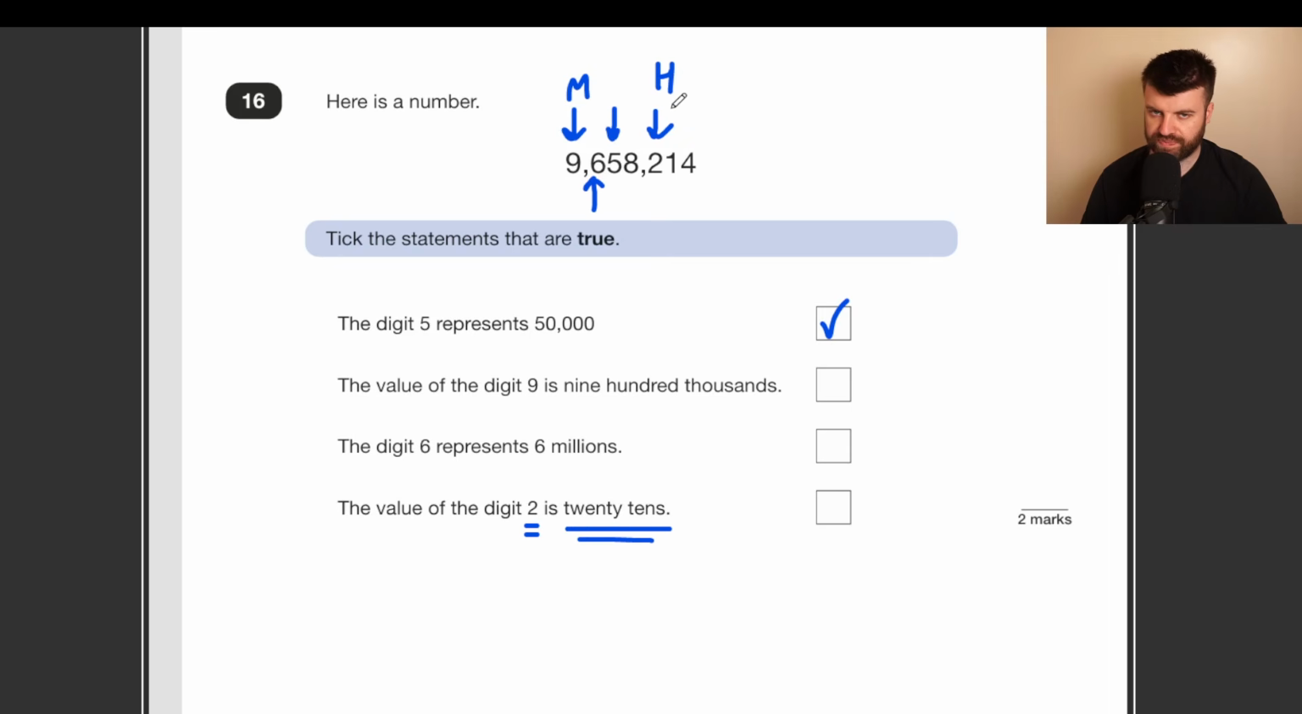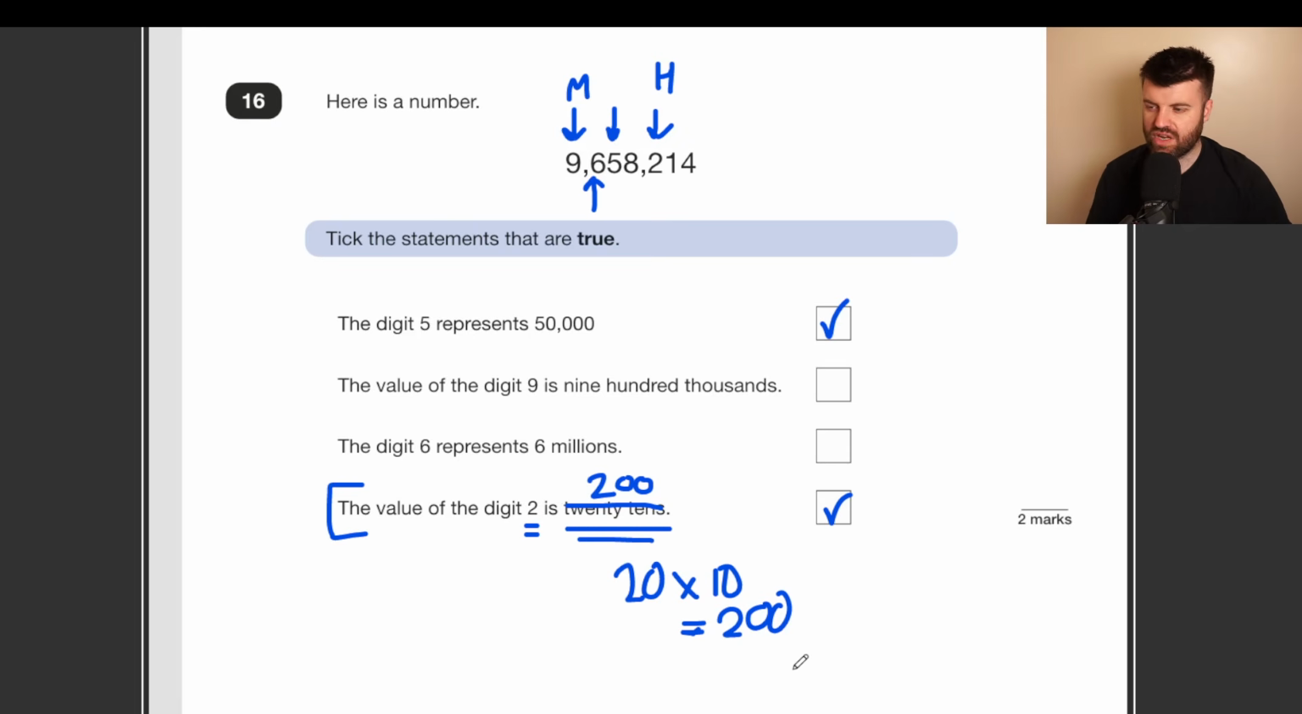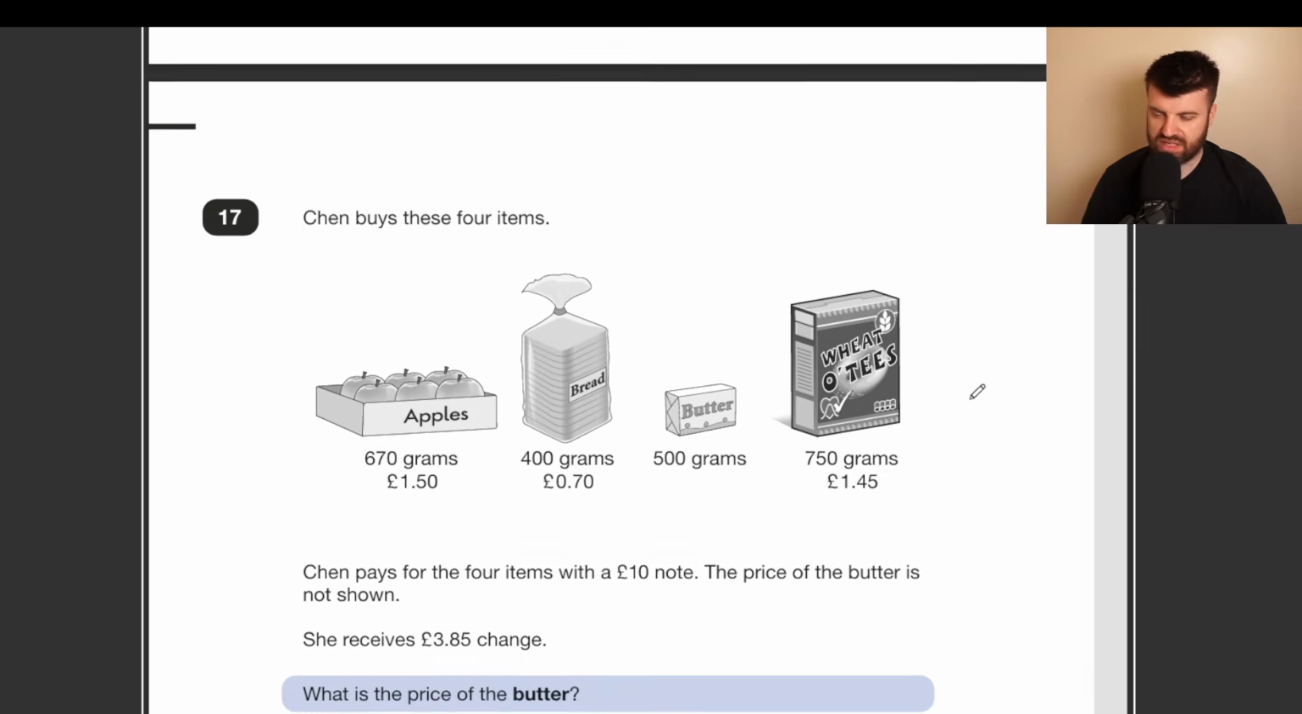So it's false. No. This statement is true, and here's why. 20 tens. What is 20 tens? Well, 2 tens would be 20, so 20 tens is 200. You can literally cross 20 tens out and write 200. So the statement is now, the value of the digit 2 is 200. That is correct. What a nasty way to check your place value. Really interesting though. Really interesting question.